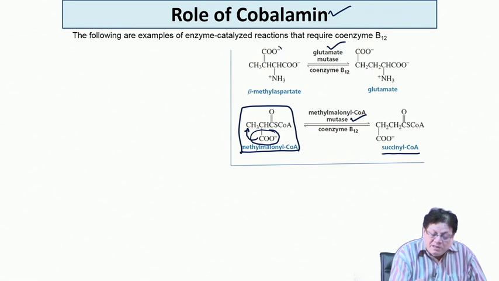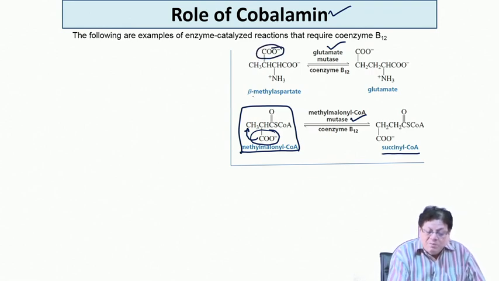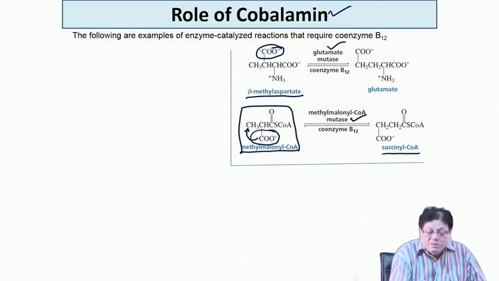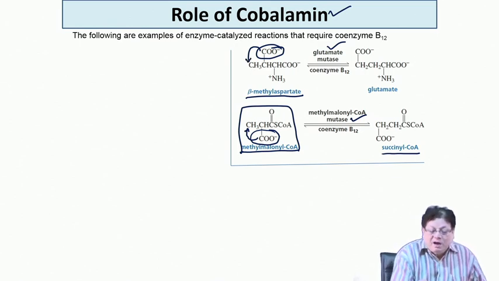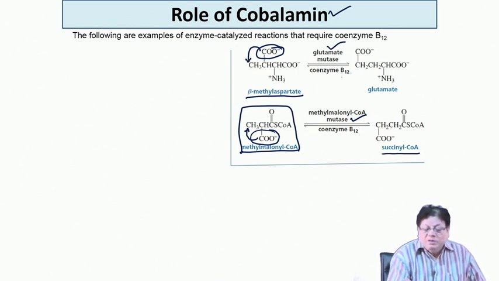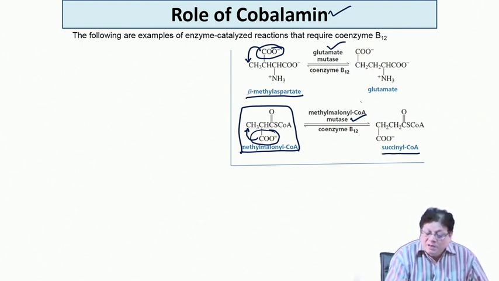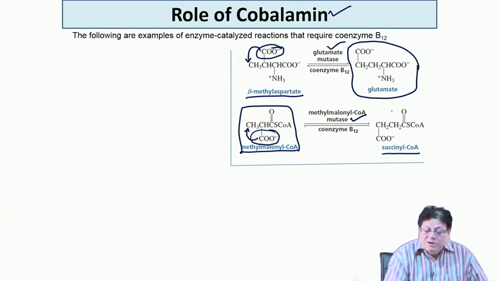What happens here? This is beta methyl aspartate. You have a methyl here, and this is aspartic acid up to this point, and then you have an additional methyl. So, beta methyl aspartate. See, if the carboxy group migrates to this carbon and the hydrogen goes to this carbon, then what happens? You have this glutamate. So, beta methyl aspartate can be converted into glutamate.